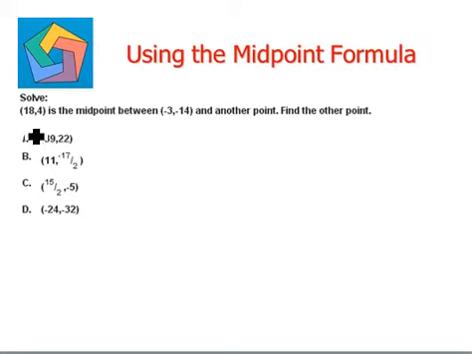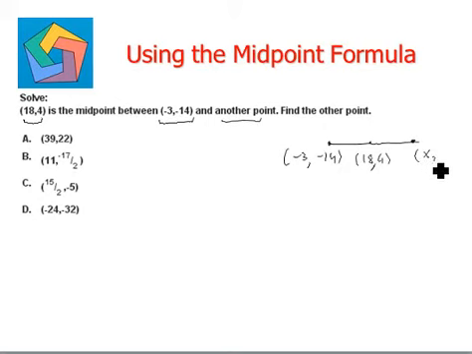Solve. 18, 4 is the midpoint between -3, -14 and another point. We have to find the other point. So let's quickly draw a rough diagram. It says 18, 4 is a midpoint, so we are given the midpoint coordinates as 18, 4. This is the midpoint between -3, -14 and another point. Let the other point be x2, y2. So this is my x1, y1. I have been given my x and y and I have to find out x2 and y2.